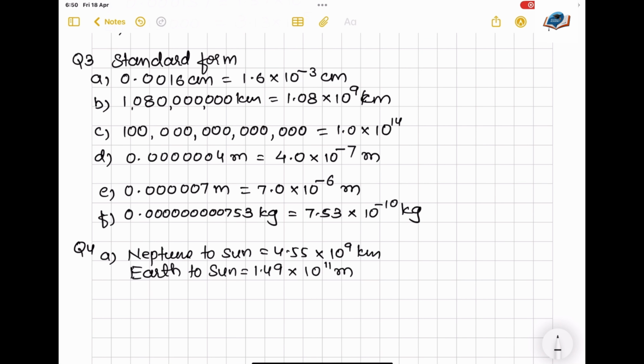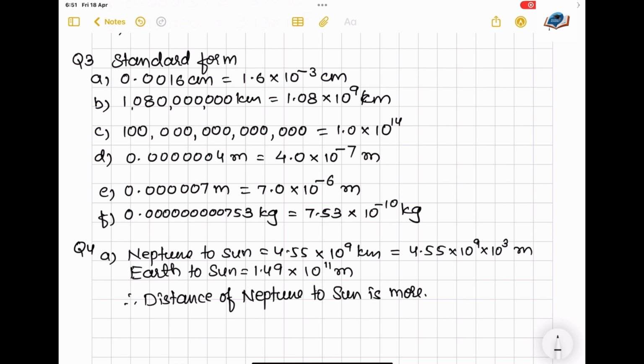See, now the above one is kilometer. So kilometer to meter, either you have to convert or you have to convert meter to kilometer. Whichever you feel is easy, you can do. So if I convert kilometer into meter, it will be 4.55 into 10 raised to 9 into 10 raised to 3 meter, because 1 kilometer equals 1000 meter. So 9 plus 3 will be 12. So therefore distance of Neptune to Sun is more.